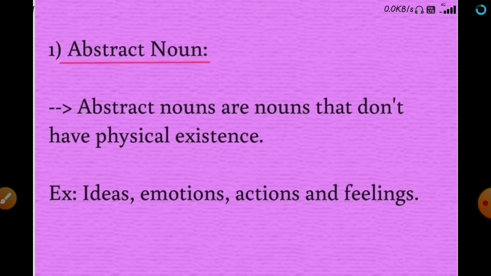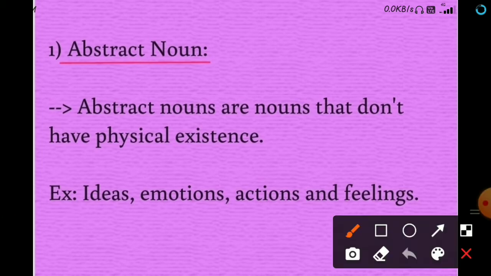Now let us go to the next, abstract noun. What is an abstract noun? Abstract nouns are nouns that don't have physical existence. It is the opposite of the concrete noun. Right? Abstract nouns are nouns that don't have physical existence. This means we cannot touch or see them. These are ideas, emotions, actions, feelings. So these are some of the abstract nouns.